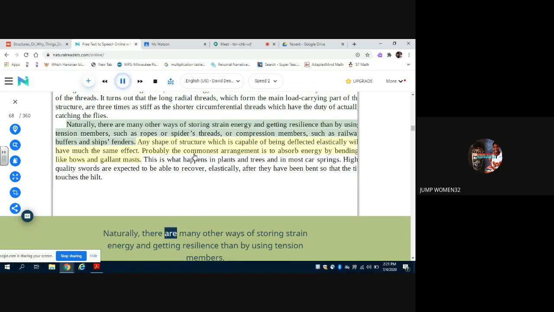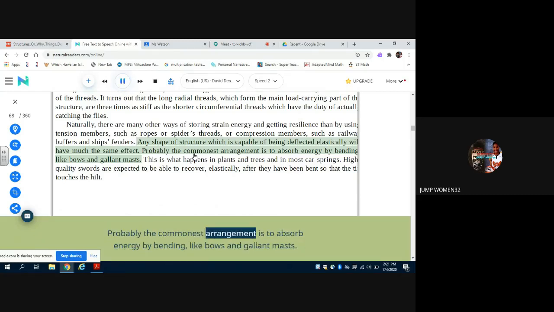Naturally, there are many other ways of storing strain energy and getting resilience than by using tension members, such as ropes or spiders' threads, or compression members, such as railway buffers and ship's fenders. Any shape of structure which is capable of being deflected elastically will have much the same effect. Probably the commonest arrangement is to absorb energy by bending.